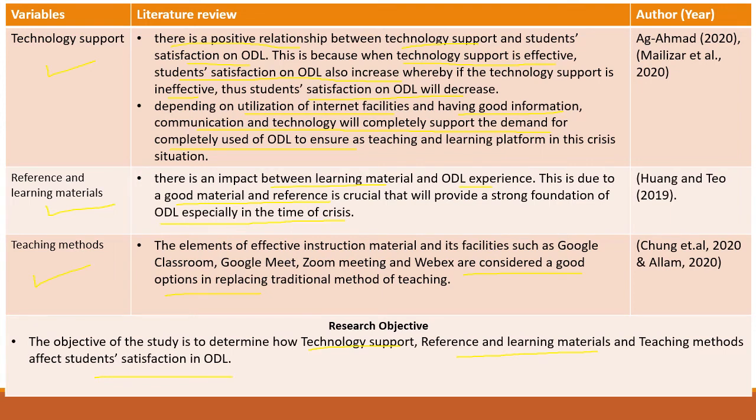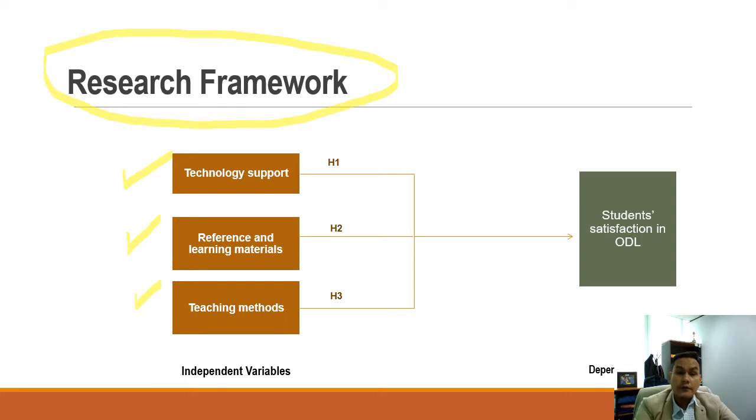Okay, so this is our framework for this research. So as we can see here, we have three different independent variables that also represent the three different hypotheses that are going to affect the dependent variable, which is student satisfaction in ODL.